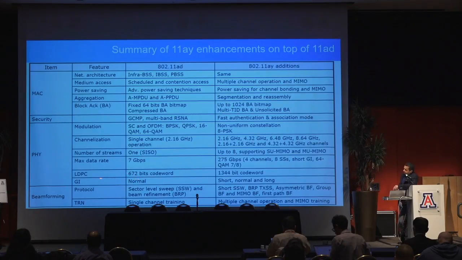11AD started using LDPC from the start. We keep LDPC. We're just increasing the code word, which gives you better efficiency, around 0.7 dB better performance. For GI, we also have short, normal, and long GI. This was to cater to applications where you can really go short range, or backhaul applications where you really want to go longer range. So we have different GIs that can deal with different channels.